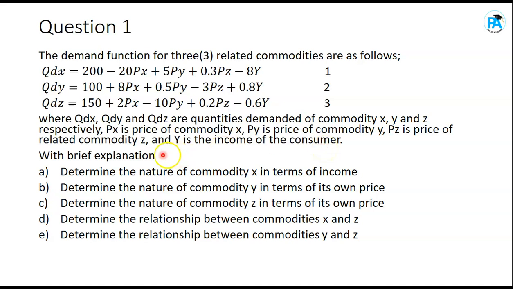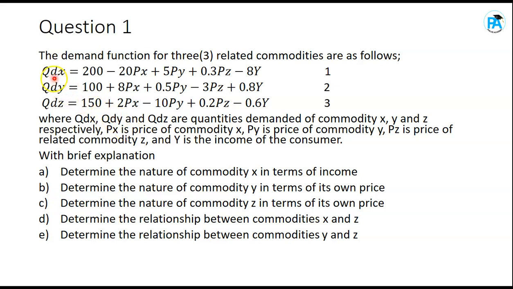Now with brief explanation, meaning everything you answer here, after answering you explain. A, determine the nature of commodity X in terms of income. B, determine the nature of commodity Y in terms of its own price. So let's do that. Now let's take A first. A says determine the nature of commodity X in terms of income. To do that perfectly, all you are going to do is look at commodity X in terms of what? Income.